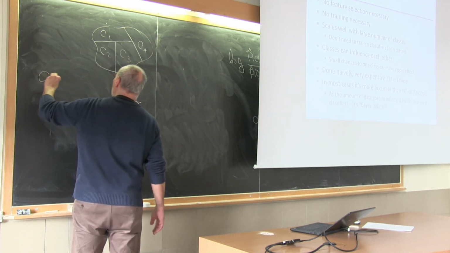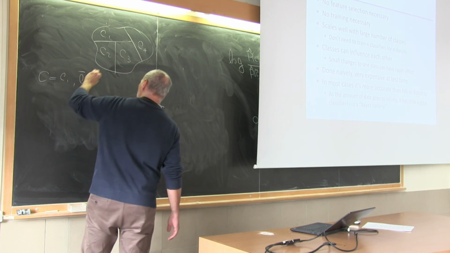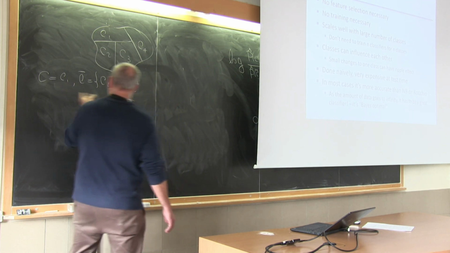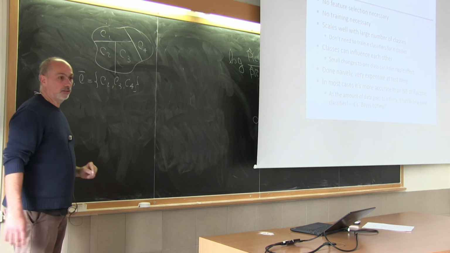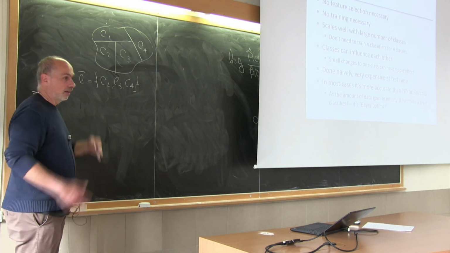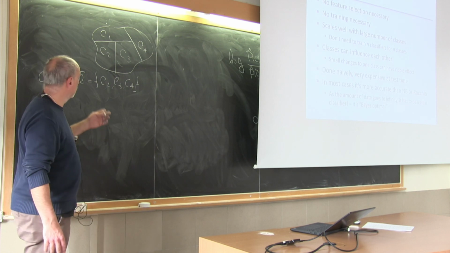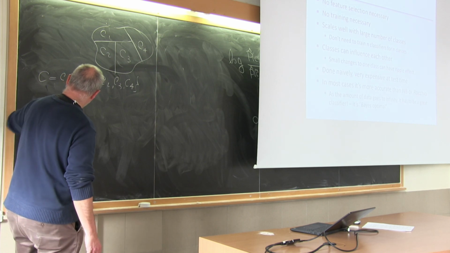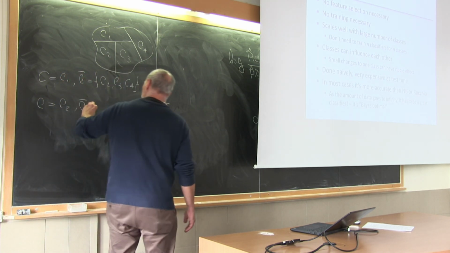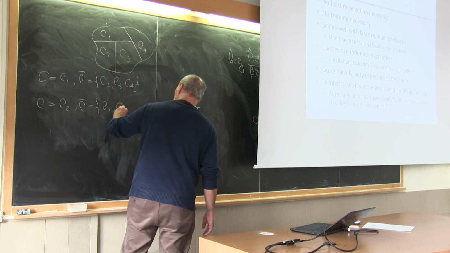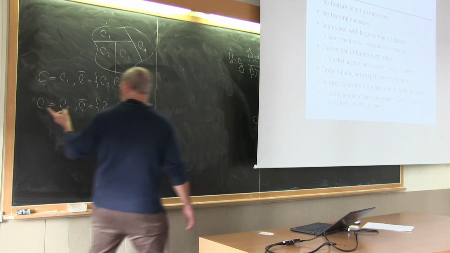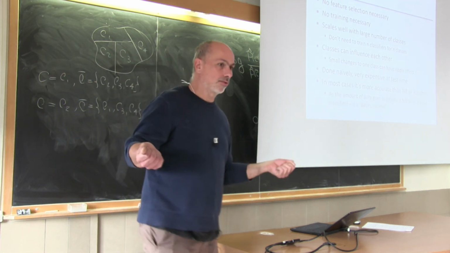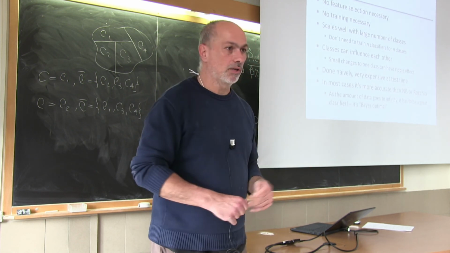You start with C equal C1 and the rest. Then you run your classifier for this partition of the classes, and for example, you get a confidence score for class 1. Then you run your classifier for this other partition of the classes, and you get a confidence score for this class, and so on. Eventually, you will get one confidence score for every class, and then you apply one of the rules you want.